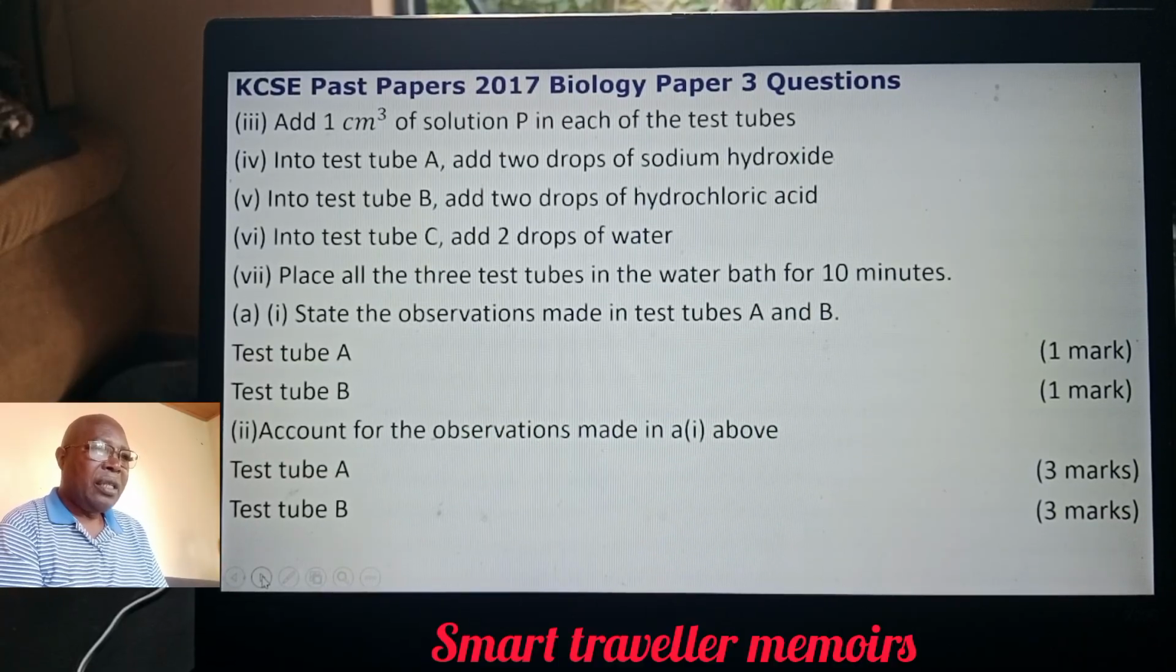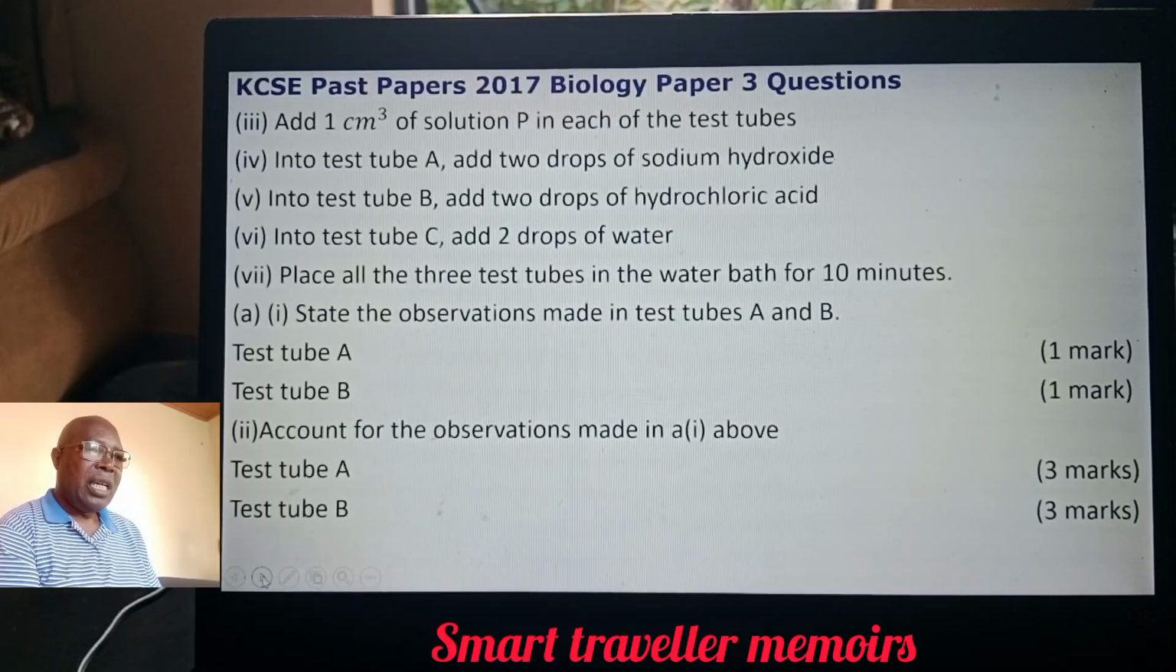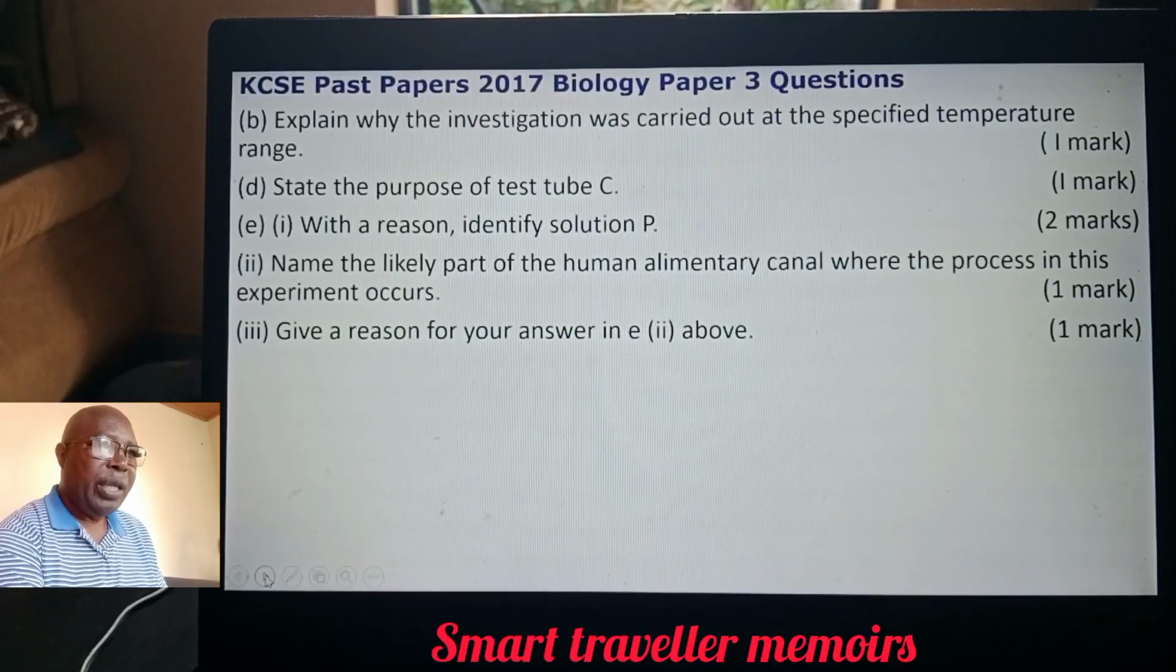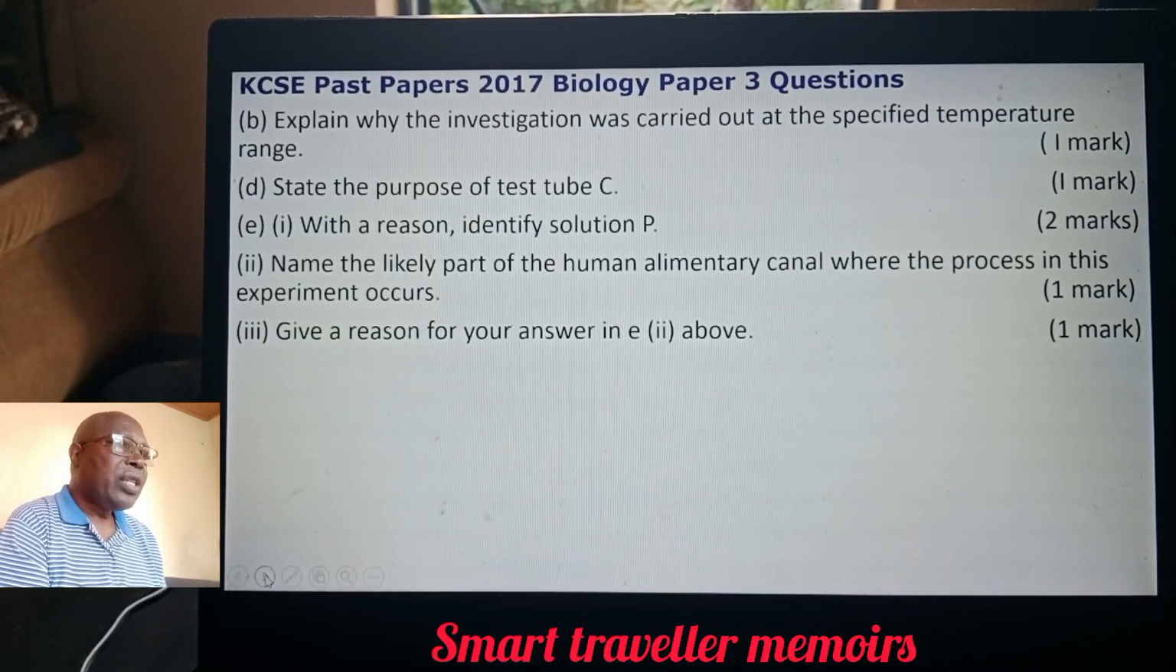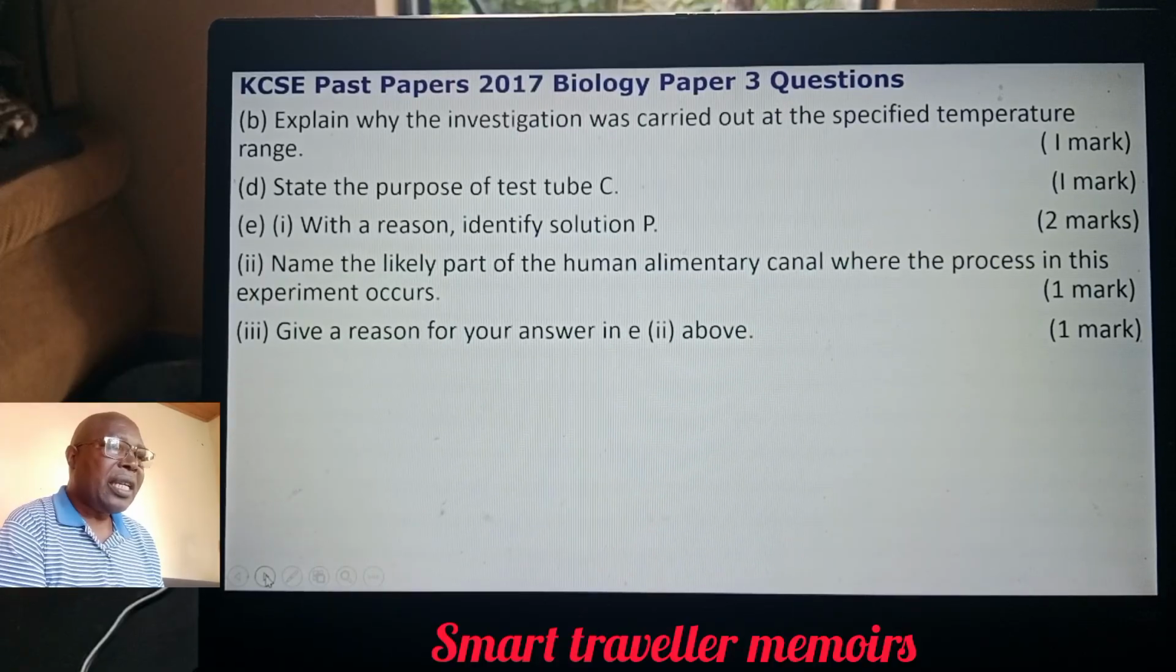A. Roman 1. State the observations made in test tubes A and B. Test tube A, test tube B. Roman 2. Account for observations made in A1 above. Test tube A, test tube B. B. Explain why the investigation was carried out at the specified temperature range. D. State the purpose of test tube C.